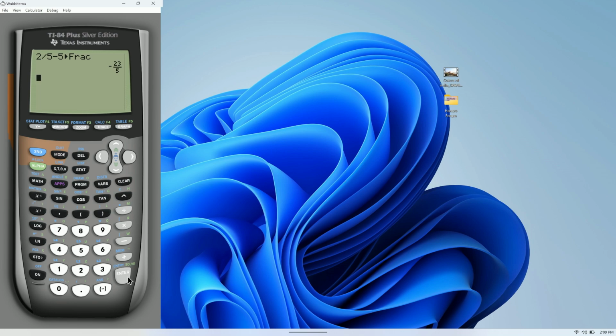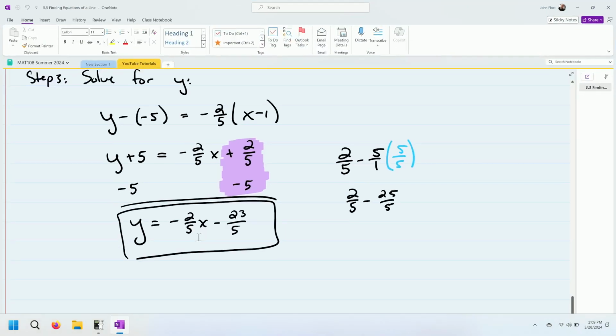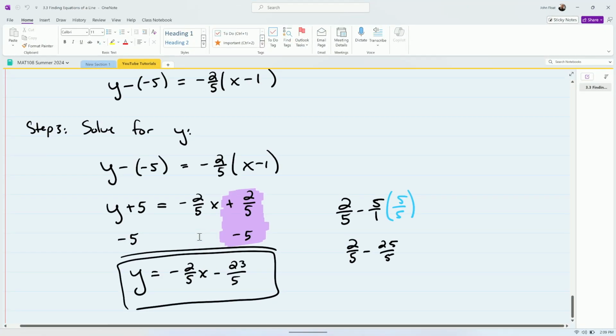And that's exactly why calculators are so important and why you should read the manuals that come with them. But anyways, that is how we go ahead and we find equations for a line if we are given 2 points.